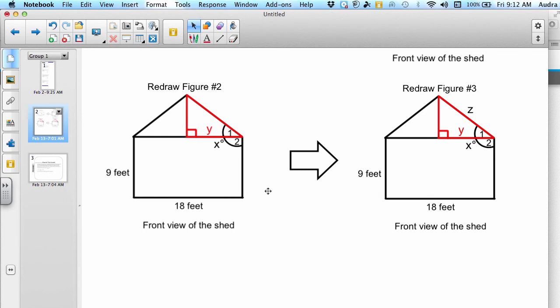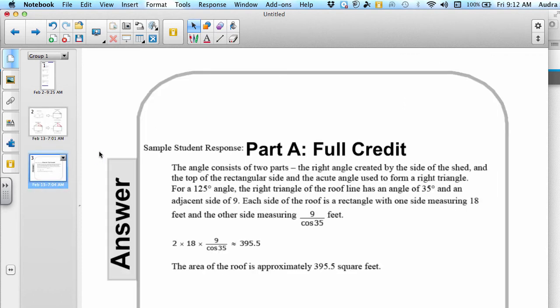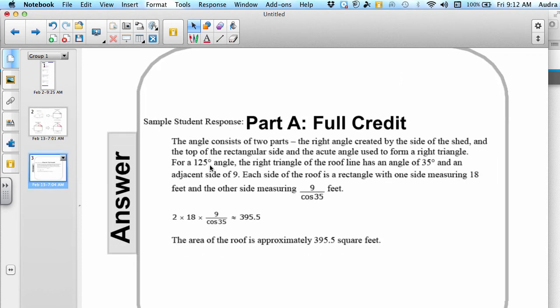And then once you draw this out and solve your problems, you need to put this into words for the grader. And the reason I say that is because here is the sample student response that PARCC provides that would give you full credit. Notice it says the angle consists of 2 parts. The right angle created by the side of the shed and the top of the rectangular side, and the acute angle that would form a right triangle. And then it explains how they split the 125-degree angle into 90 and 35.